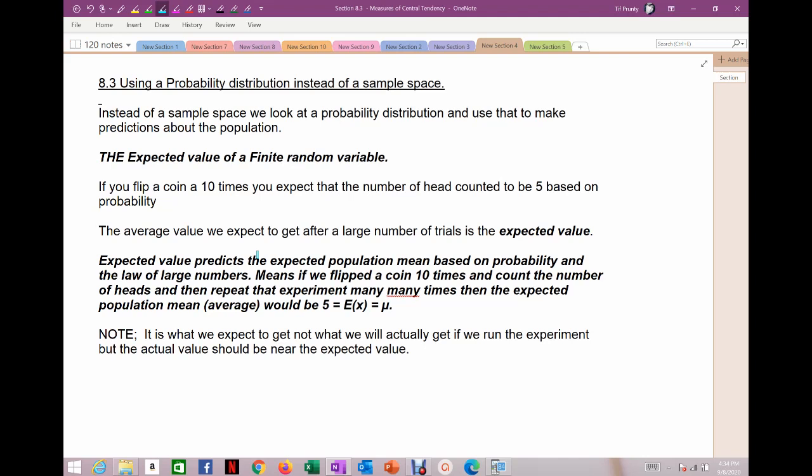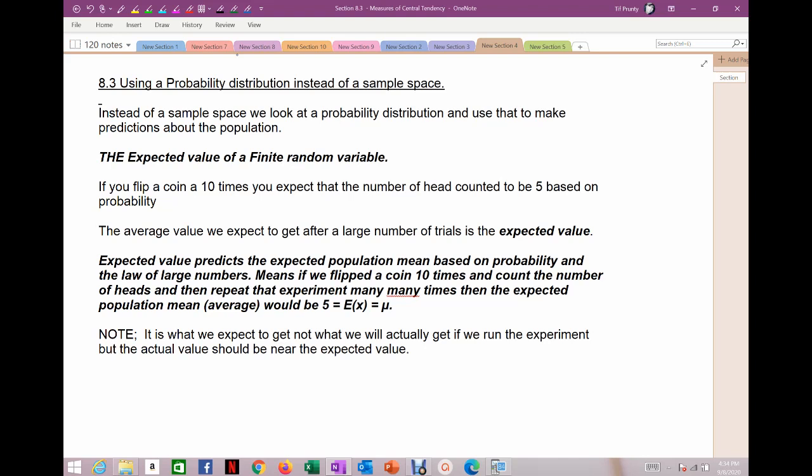Just to kind of give a simple example of that, if we took a coin and flipped it 10 times, based on what we understand about coins, well, we would expect half of them to come out heads and half of them to come out tails, right? Based on our probabilities. So we would expect 50% of them to be heads and 50% of them to be tails. So 5 out of 10 to be heads, 5 out of 10 to be tails.